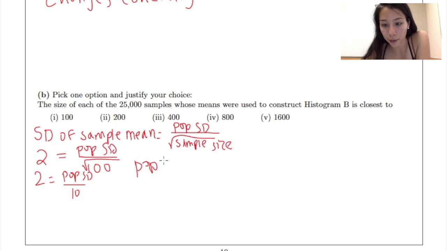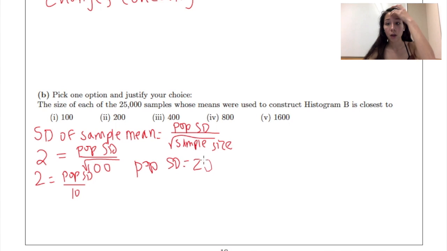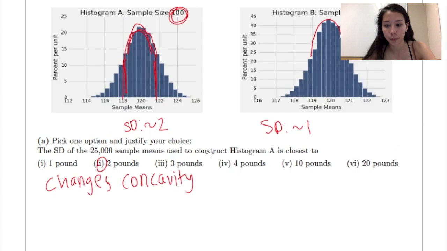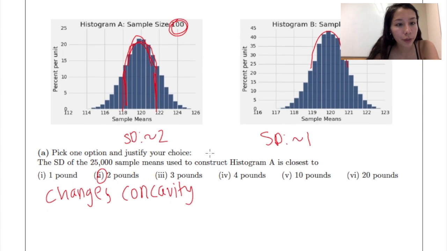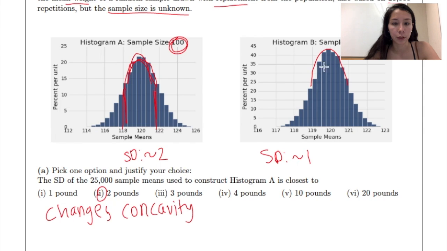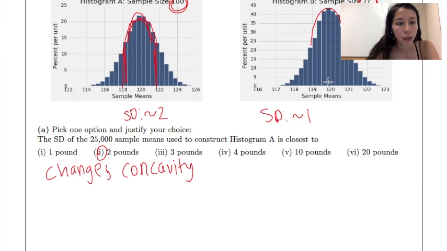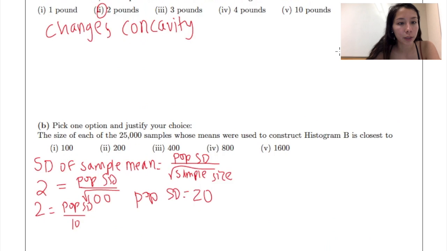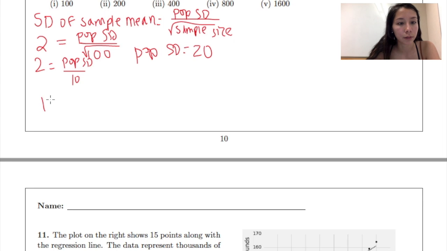Alright, and once we have that, we can use that to solve for the sample size of the second histogram. So, we know that the SD of the sample mean in this histogram is about 1, because we basically can just see that looking at the distribution. So we're going to do 1 equals pop SD, which is 20, over square root of the sample size.